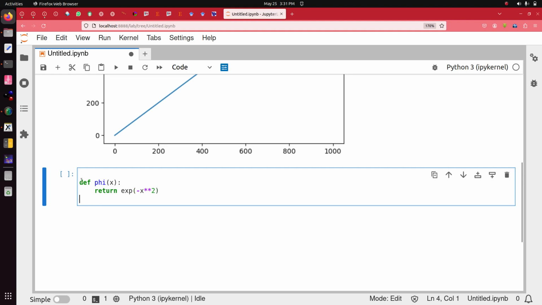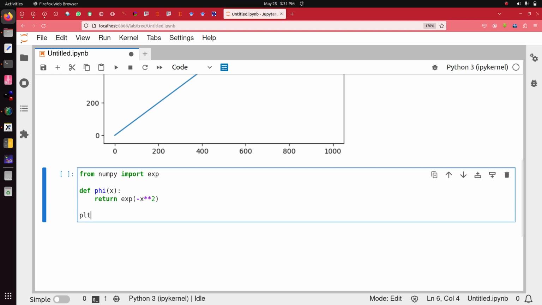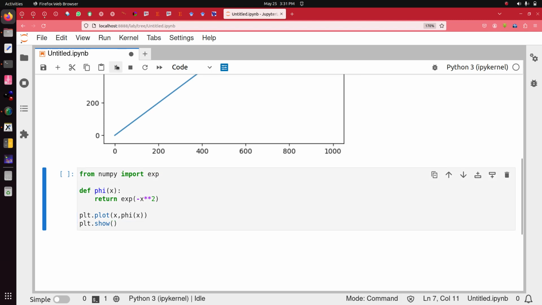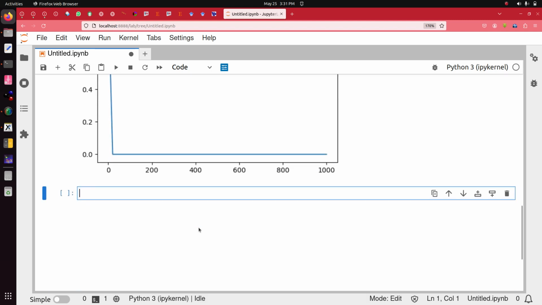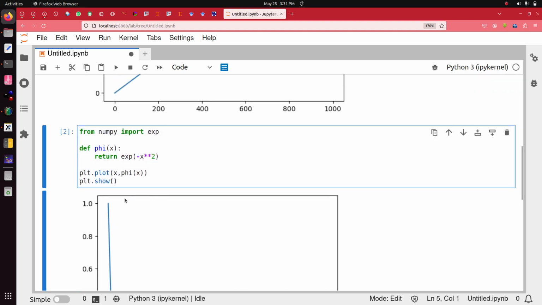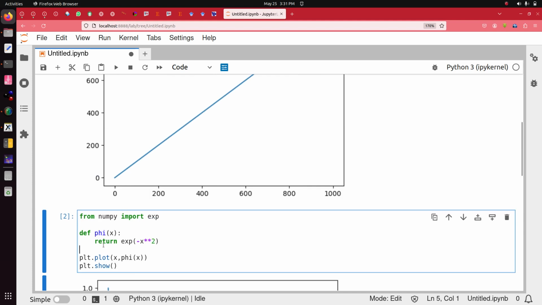All right, we have to import exp, so from numpy import exp. Then we can plot again: plt.plot x, then phi of x, plt.show. You can see it quickly decays to 0. I think probably the x values are too large, so let me choose another x equals linspace, from 0 to maybe 100.